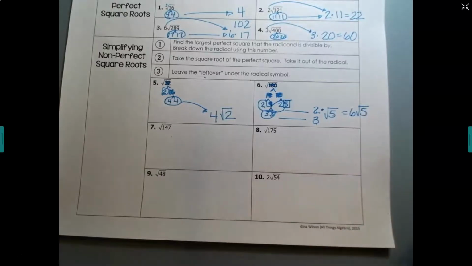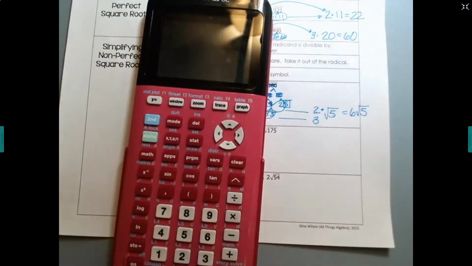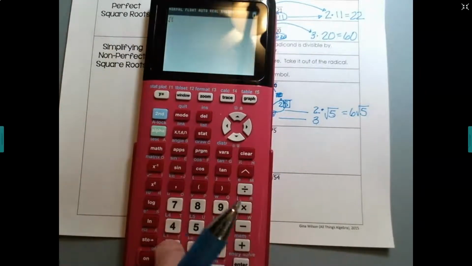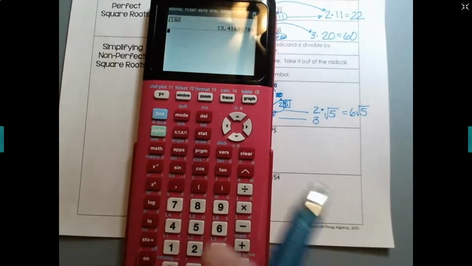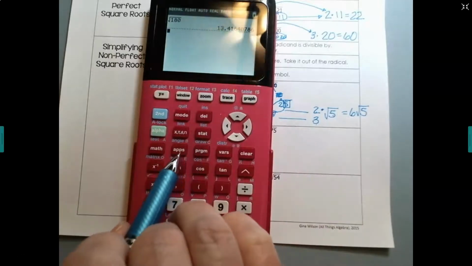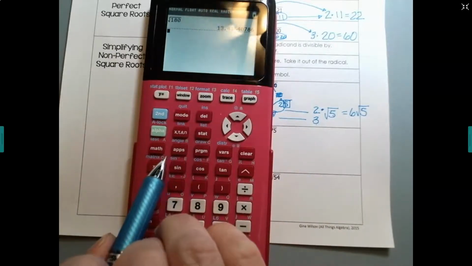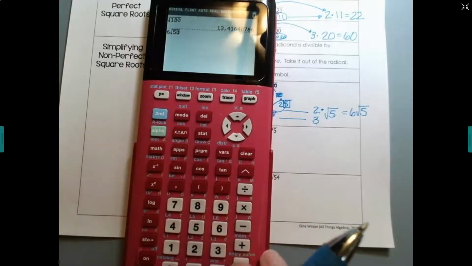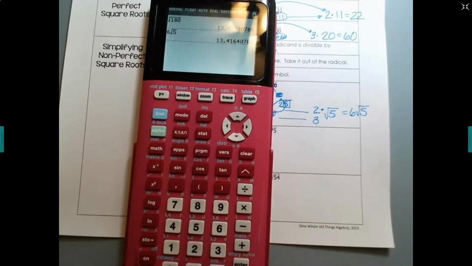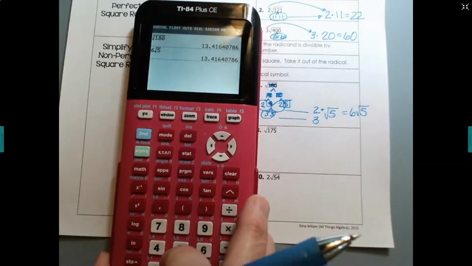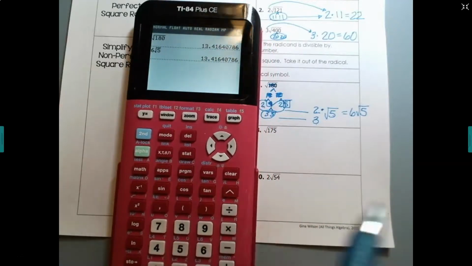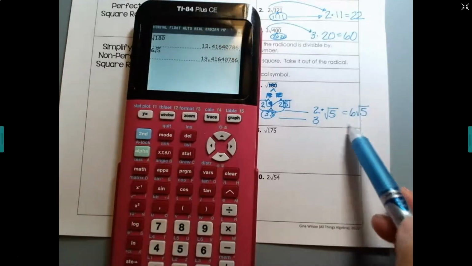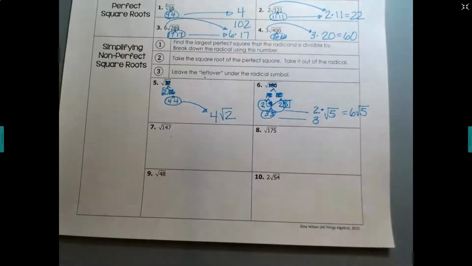You can double check yourself. So we had the square root of 180, which is this irrational number 13.416. Okay, let's look, 6 square root 5, same exact number. We know we broke it down properly. Okay, we can just double check. But I'm not wanting the decimal answers for these. I want this, which is called simplest radical form.